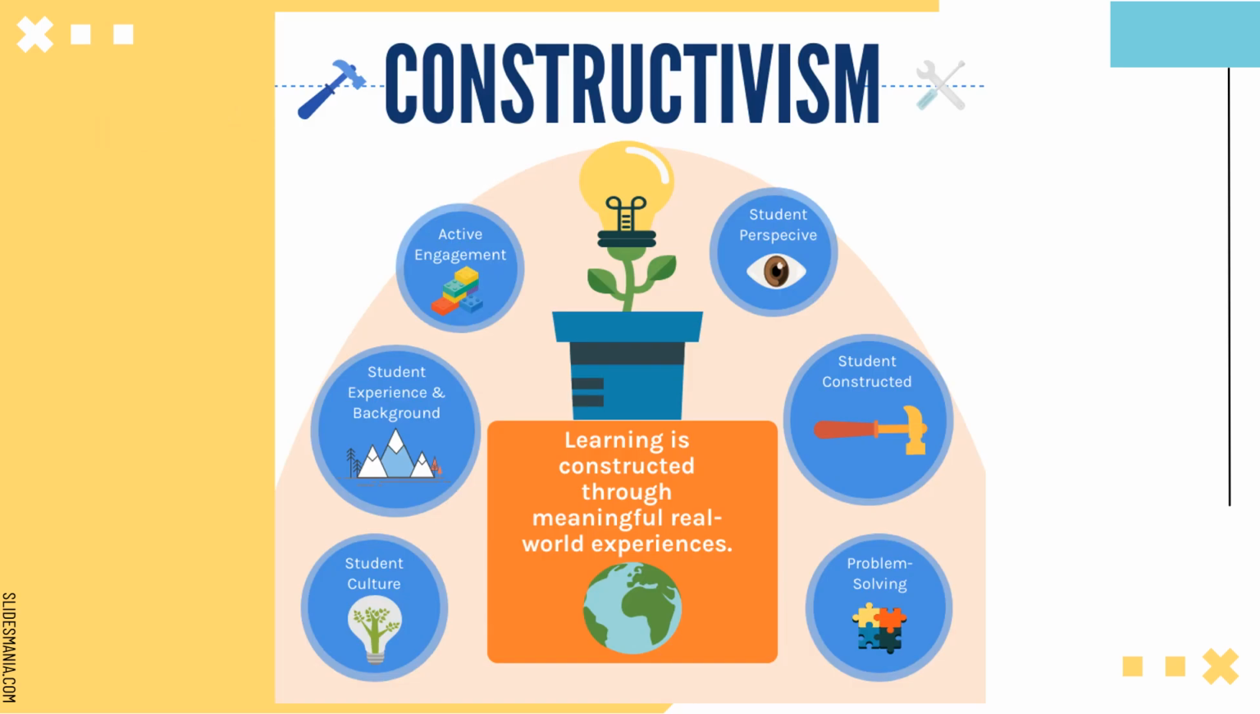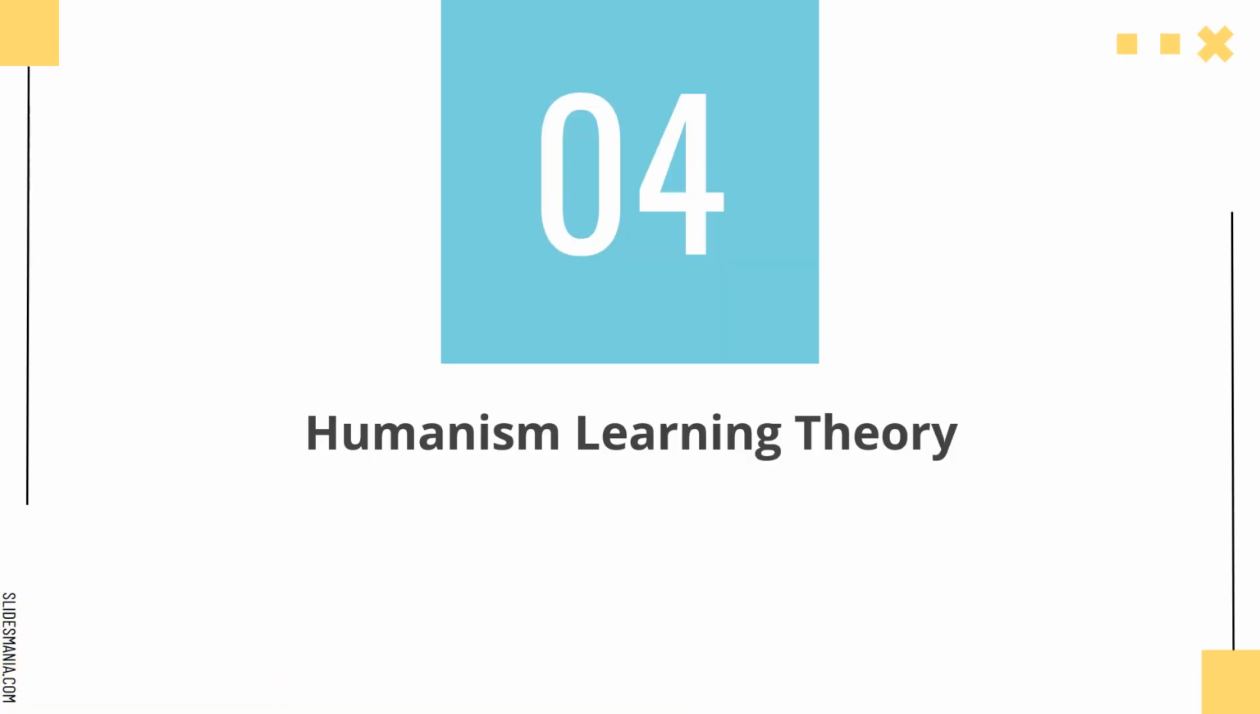Here's a great visual. You notice all the circles around, right? Active engagement. We want students doing something. And how do they engage, right? They bring that background to them. Their culture plays an important part, their perspective, and the ability to problem solve. But central to all of this really is the student and their experiences. All right, the fourth one is humanism.